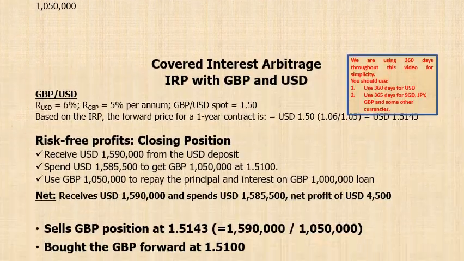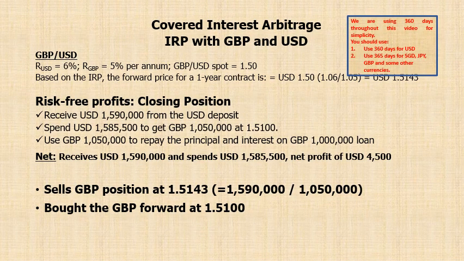After 1 year, the arbitrager will close his position as follows. He will receive USD 1.59 million from his USD deposit. He will spend USD 1.5855 million to obtain GBP 1.05 million at an exchange rate of USD 1.51. Use the GBP 1.05 million to repay the principal and the interest on the GBP 1 million loan. To summarize, he will receive 1.59 million US dollars and spend USD 1.5855 million, making a net profit of USD 4,500.